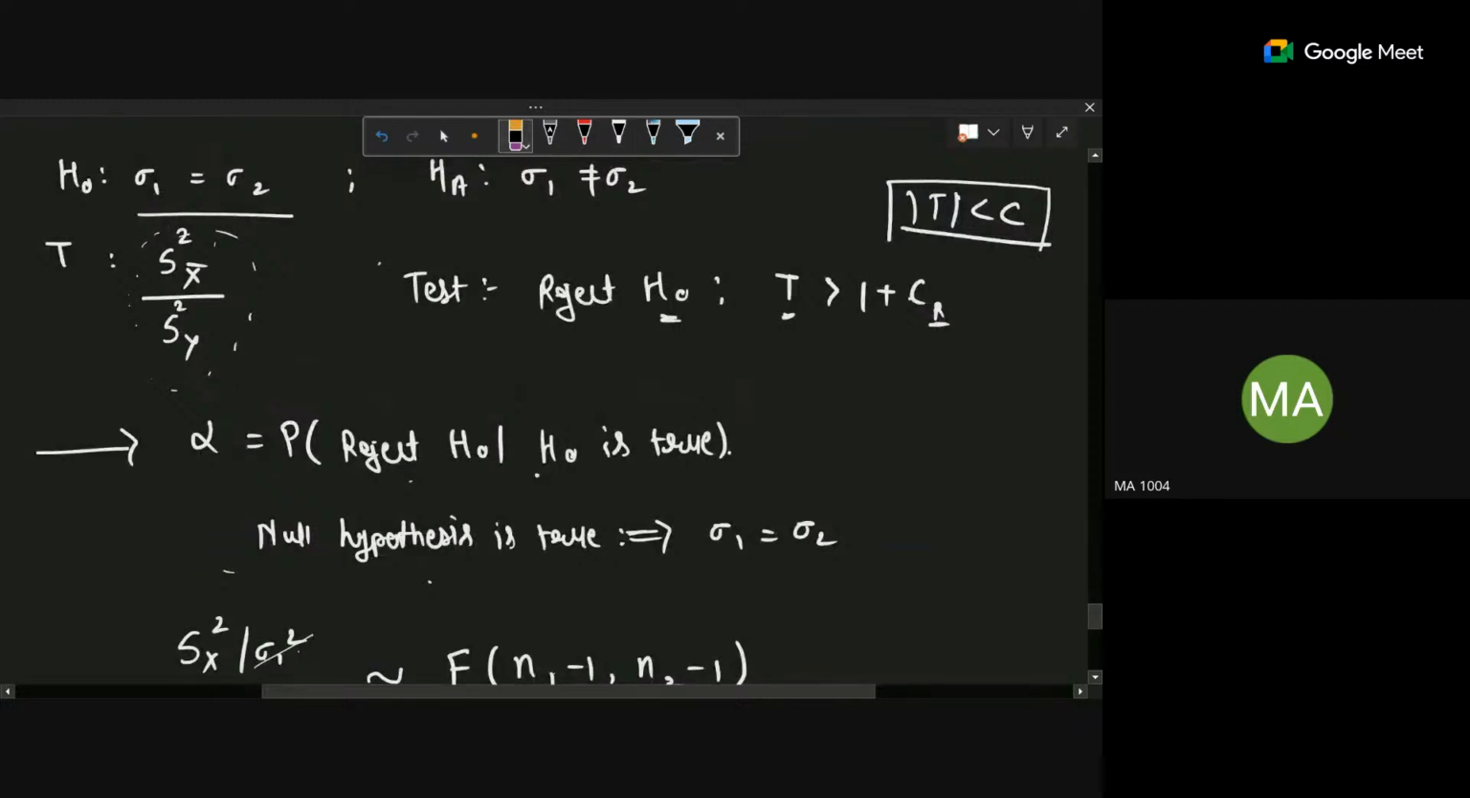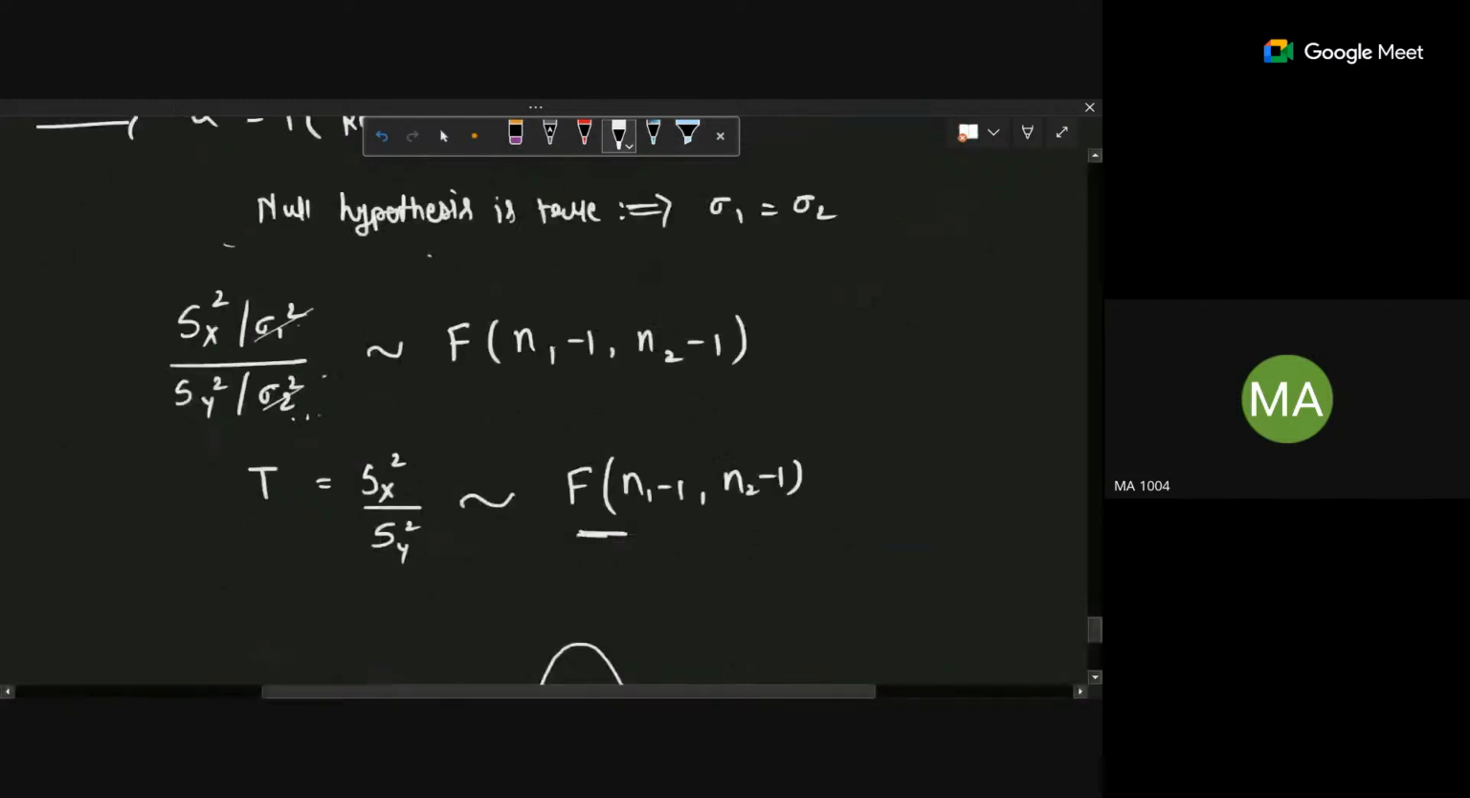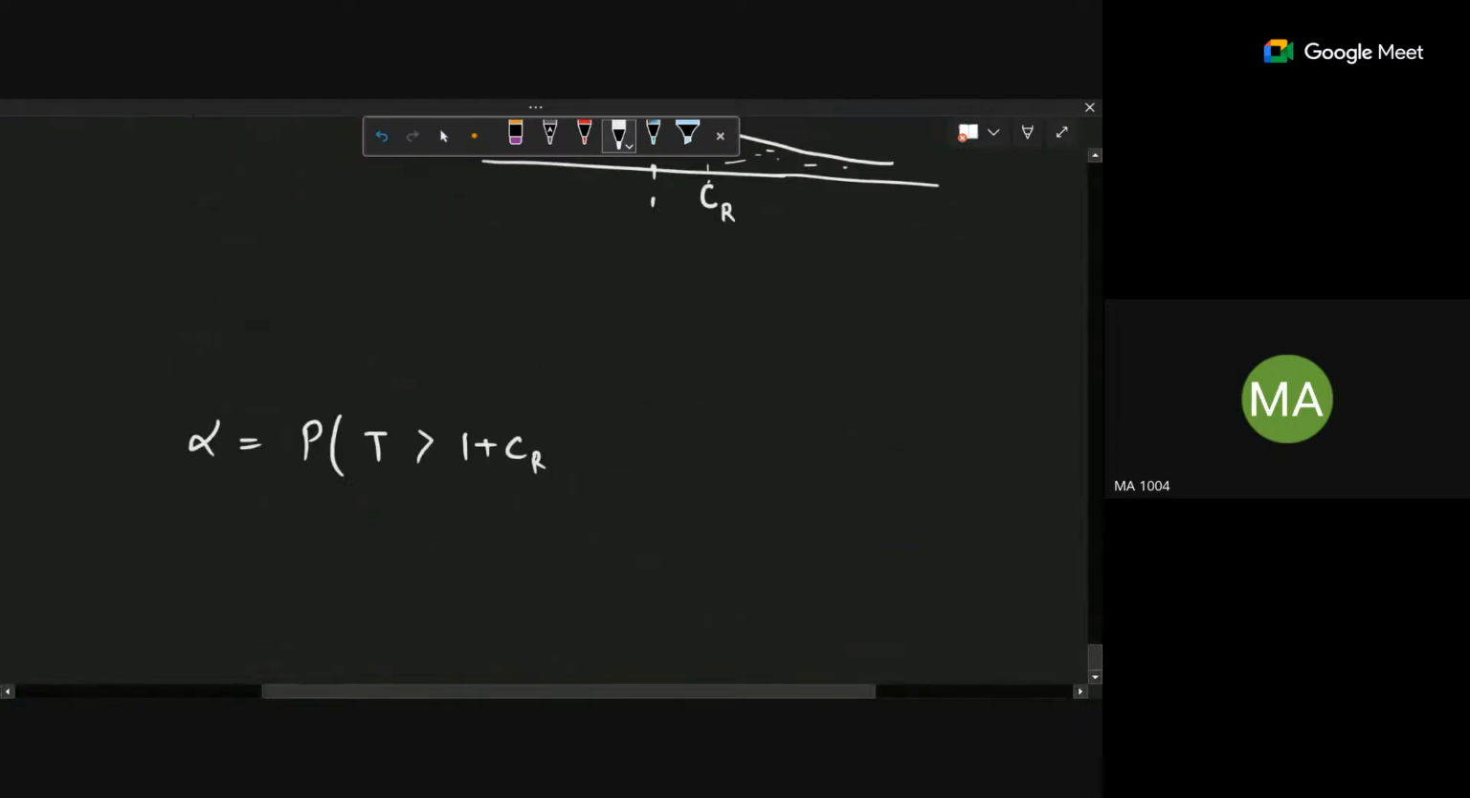I can remove CR also. 1 plus C, let's say. Or you can say T greater than C. That is also fine, given that H naught is true. So, how to do that then?